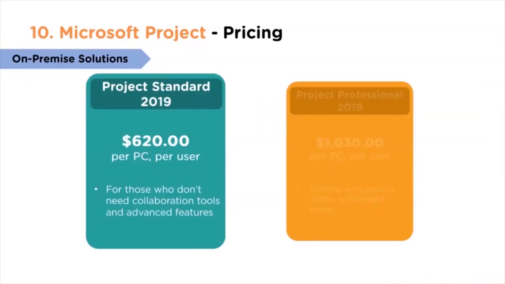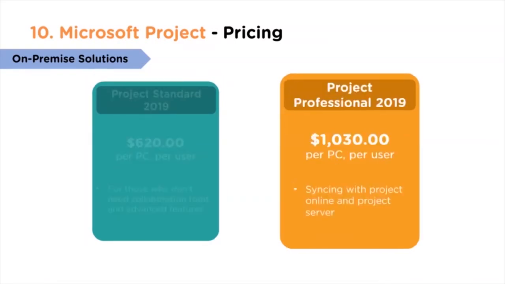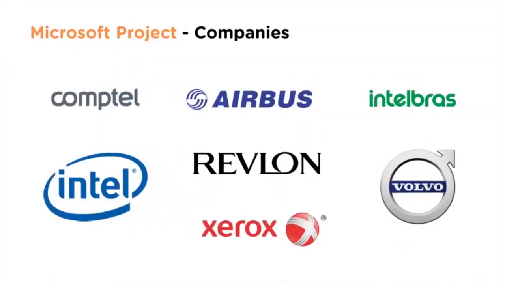The Project Standard 2019 version costs around $620 per PC per user for those who don't need collaboration tools and advanced features. The Project Professional 2019 version costs around $1,030 per PC per user, syncing with Project Online and Project Server. The organizations which use Microsoft Project are Comptel, Airbus, Intel, Volvo, Xerox, etc.